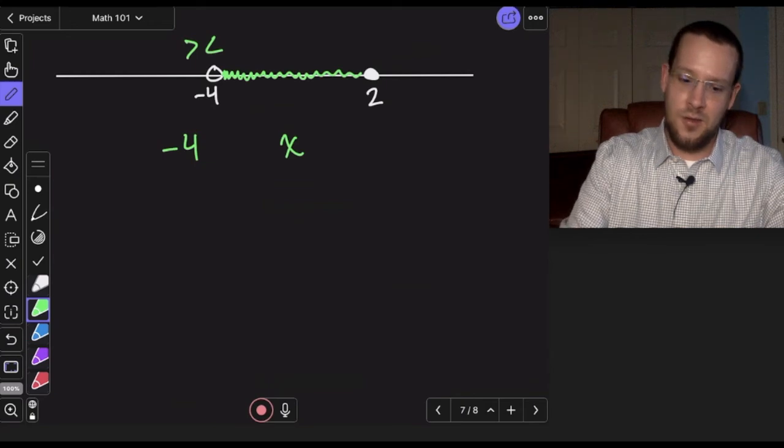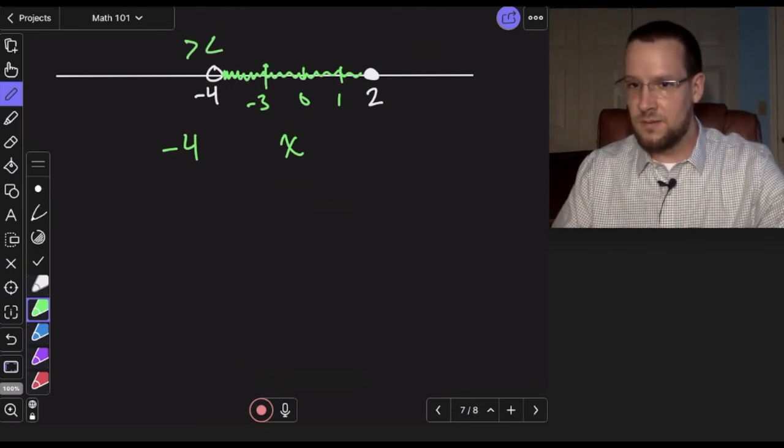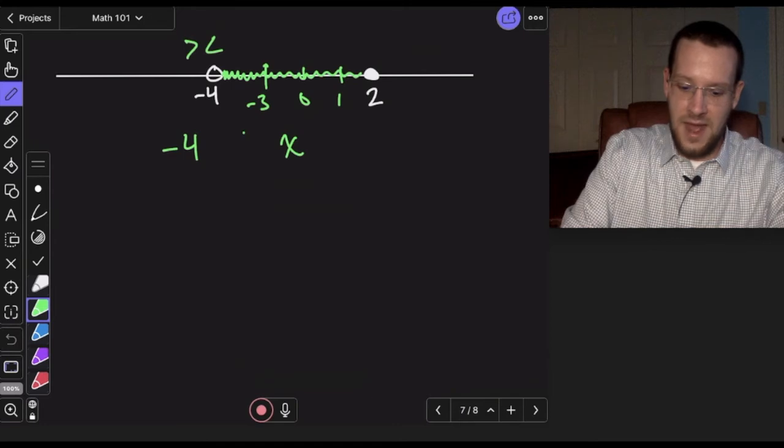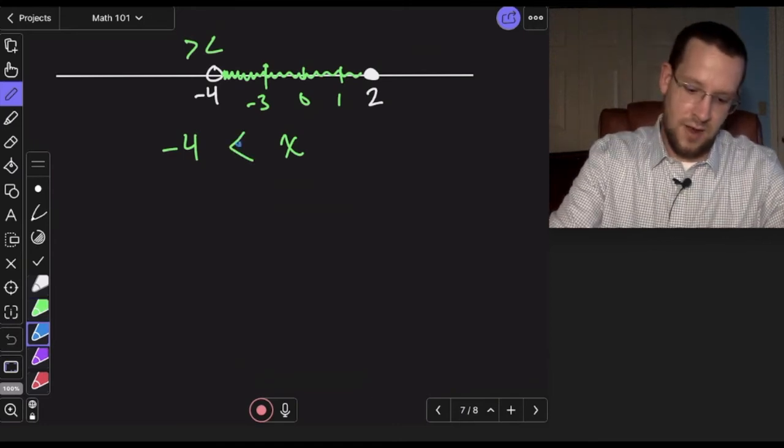Let's think. What numbers are in here? Let's see. We have -3, we have 1, we have 0. Are these numbers greater than -4? Yes. And so that means that x is greater than this, right? Because the numbers are greater than.